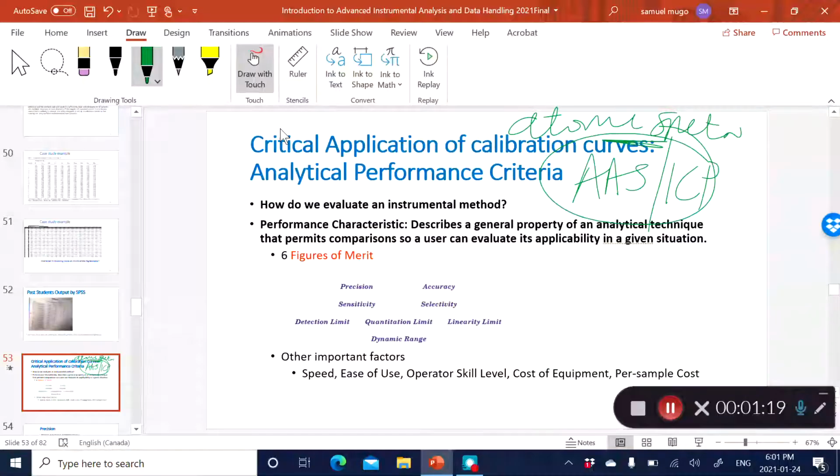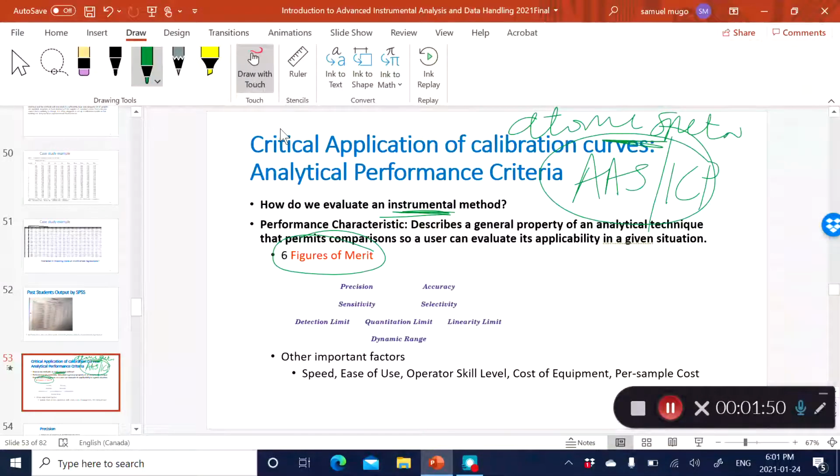Today we're going to discuss different types of indicators that you can use to evaluate different instrumental methods and to perform comparative studies or evaluations between the methods. This is what we refer to as the figures of merit. I'm sure you guys have heard me talk about them, and those of you who did Chem 211 already know about them.